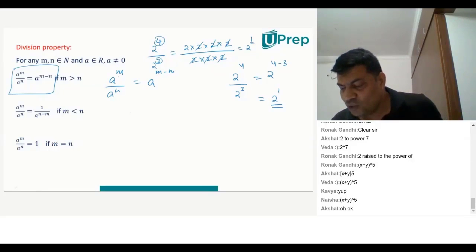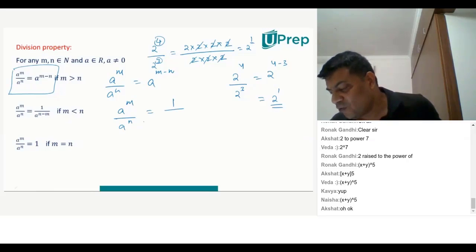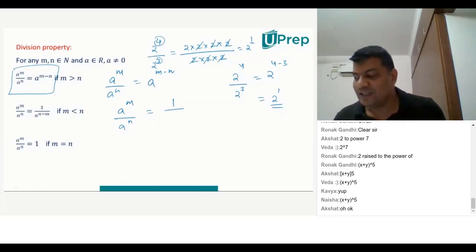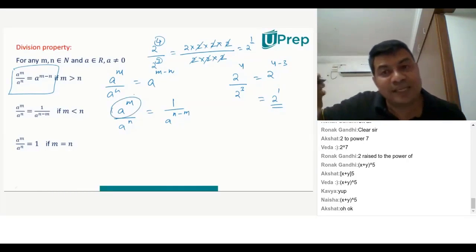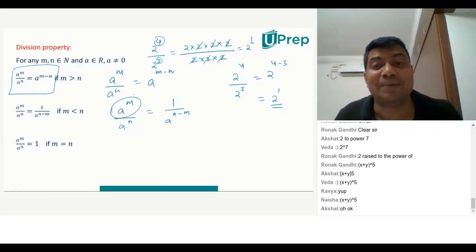Now, if I want to bring it into the denominator with the same formula, a power m by a power n, then 1 divided by, instead of m minus n, I'll end up writing n minus m. That means your a power m, when it comes down to the denominator, will become a power minus m.